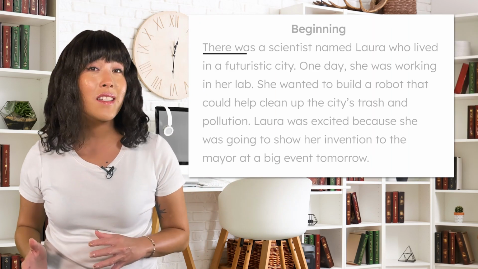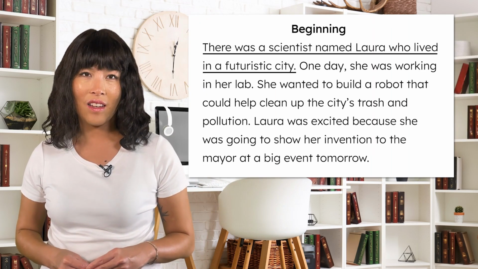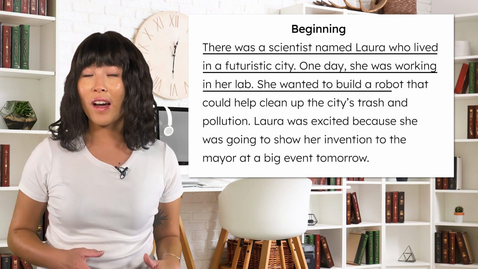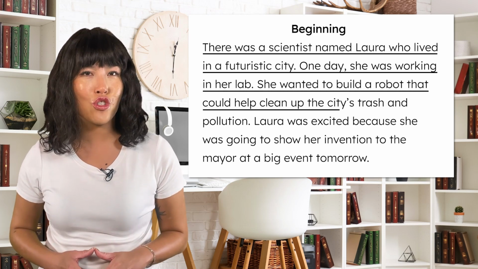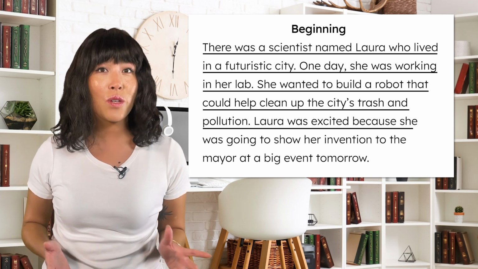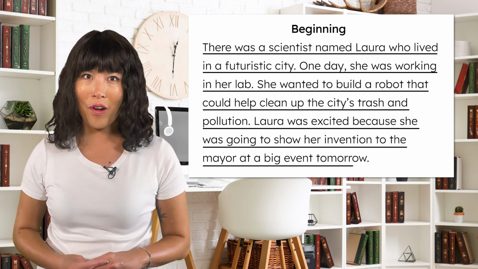Let's reread the beginning where I introduce the setting and see where we can add these types of details. There was a scientist named Laura who lived in a futuristic city. One day, she was working in her lab. She wanted to build a robot that could help clean up the city's trash and pollution. Laura was excited because she was going to show her invention to the mayor at a big event tomorrow.